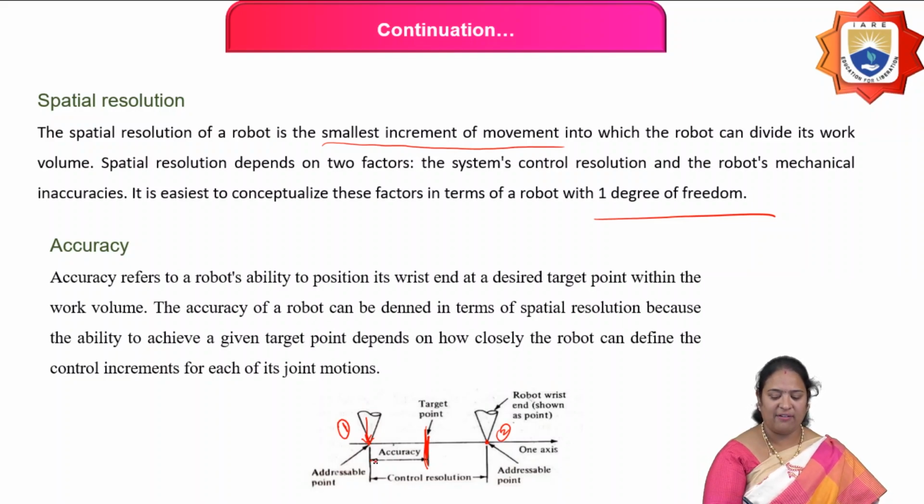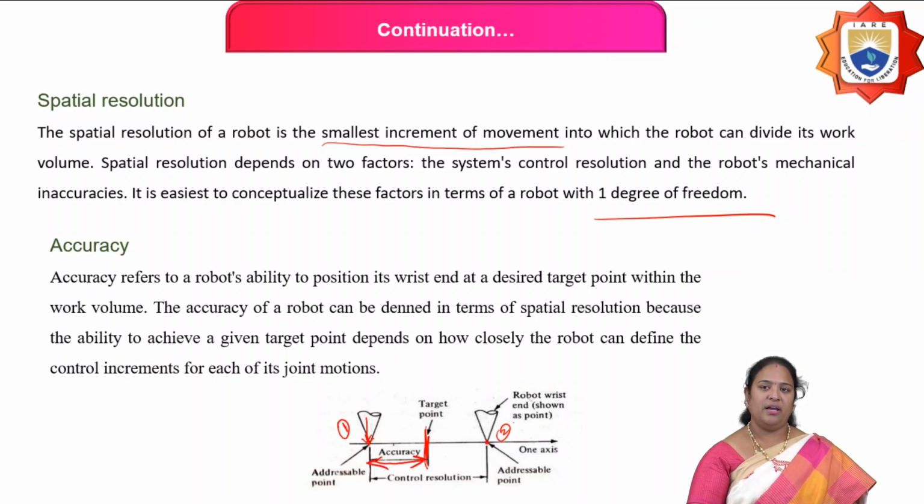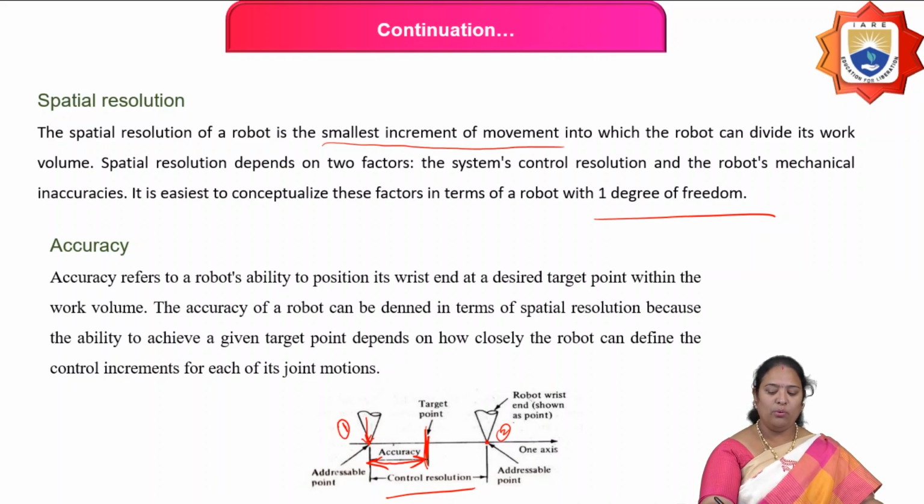That particular distance it is traveling from position one to the targeted point gives us the accuracy of the work. And when the end effector is moving beyond the targeted point, that is known as the control resolution. That is, we need to control the wrist or arm of the manipulator when it is reaching beyond the targeted point. So when a robot is moving from point one to the targeted point, we get an accurate product, that is, we get the accuracy. And when it is moving beyond that targeted point, we need to control the wrist or arm of the robot and get back to the targeted point.